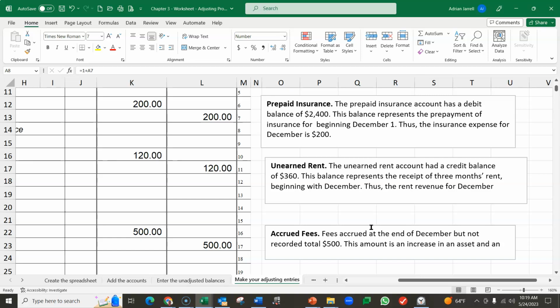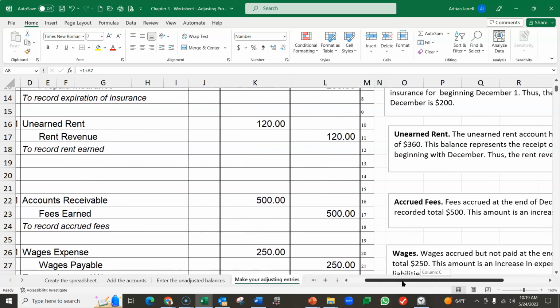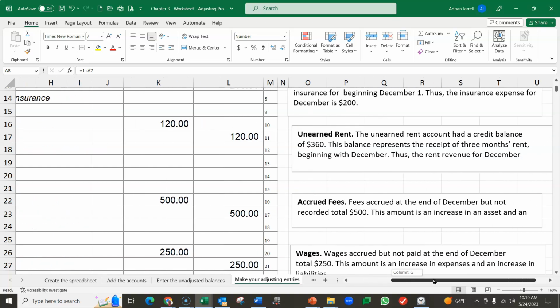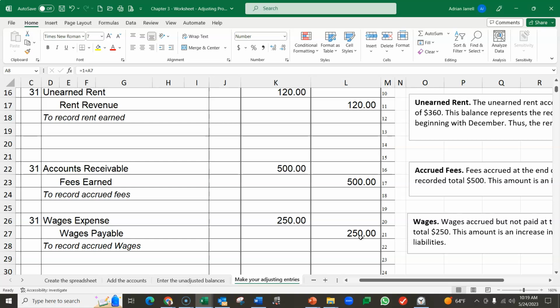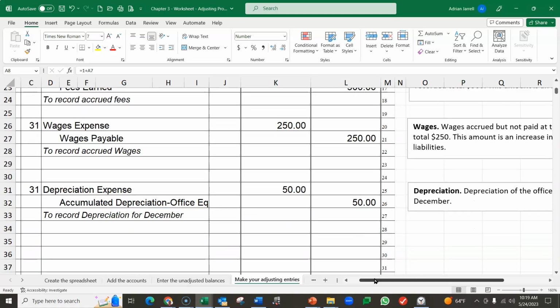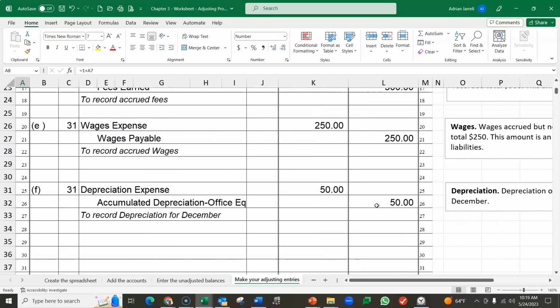Fees accrued at the end of December but not recorded total $500. It's going to debit accounts receivable, credit fees earned. And then wages accrued but not paid, $250. Debit wages expense, credit wages payable, $250. Depreciation expense is $50 for December, and they just give it to me, so I just put it in there.